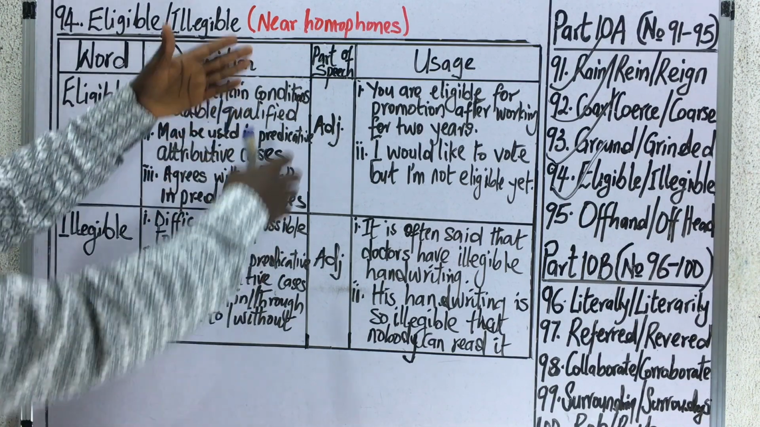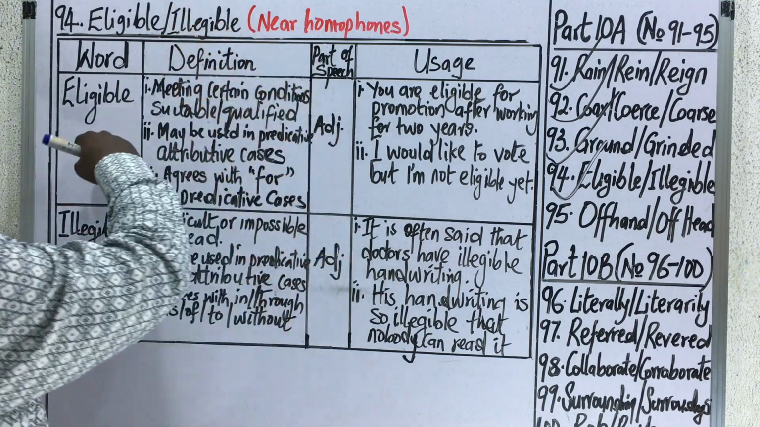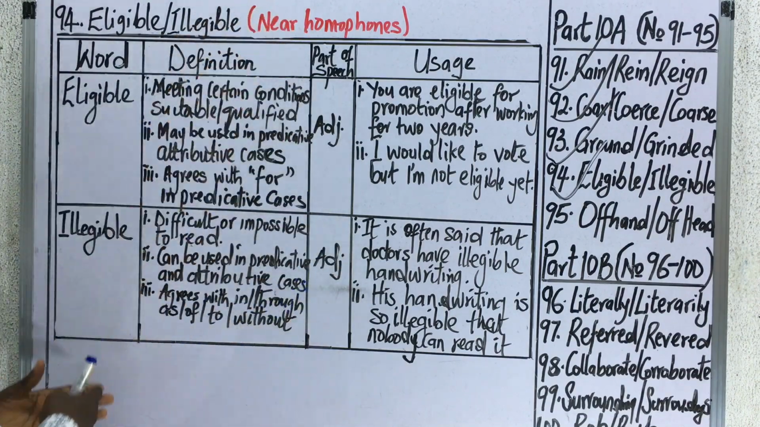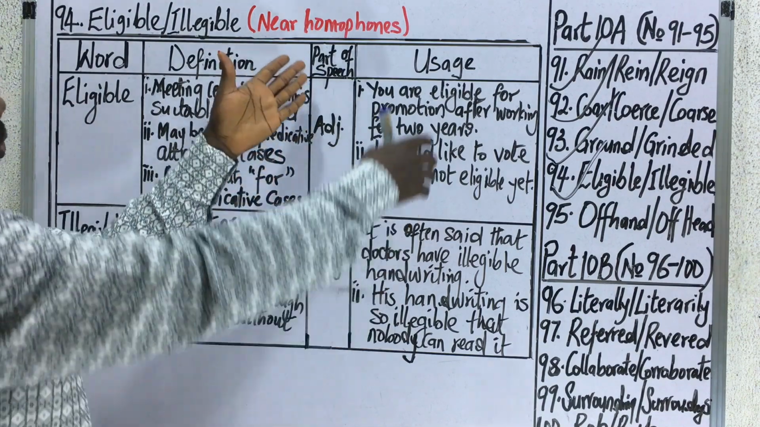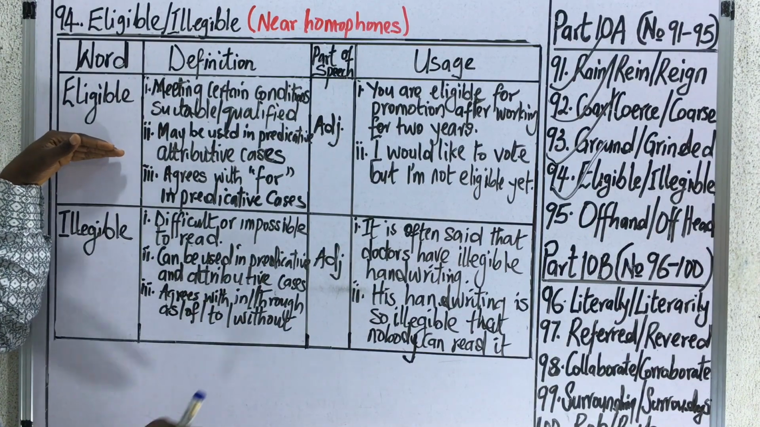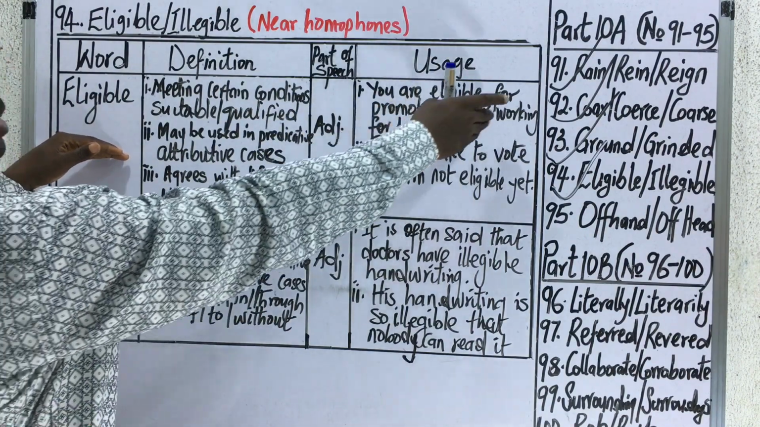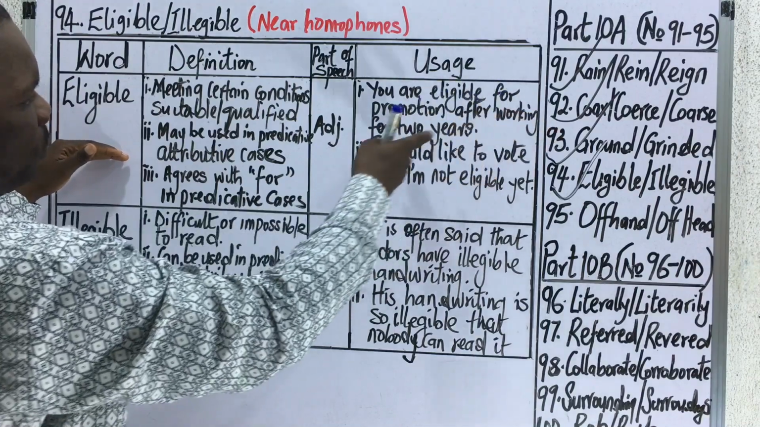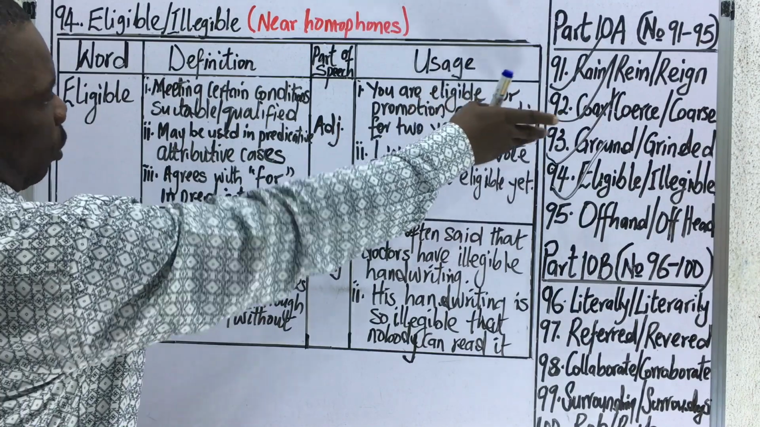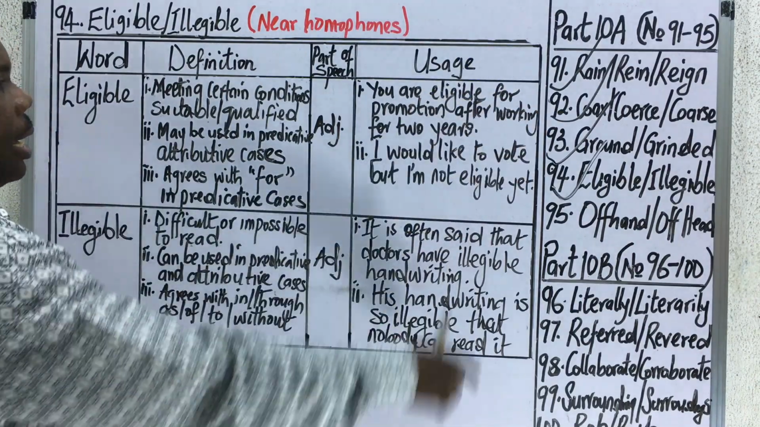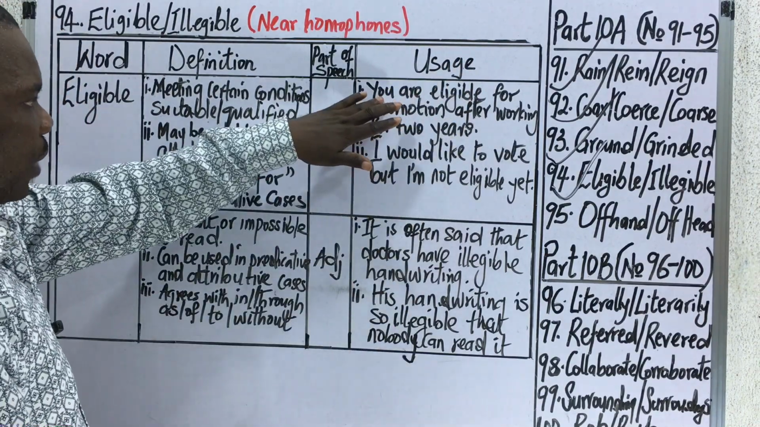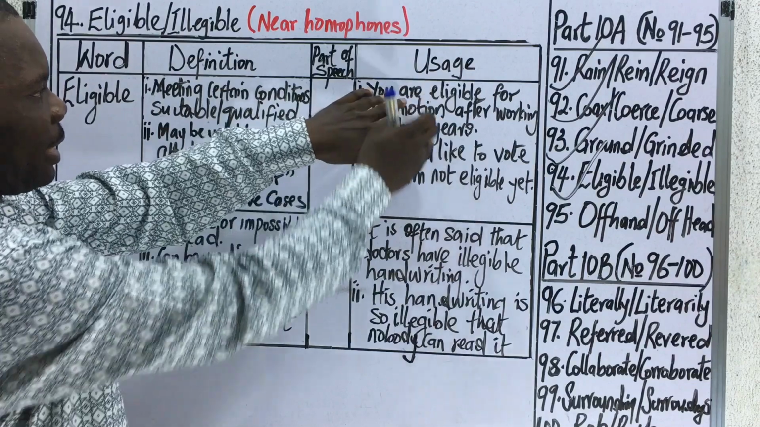So that is how we can define these words in English. Talking about the part of speech to which they belong, we say that both words are adjectives. Then we now come to the usage of the words. The first expression under eligible reads, you are eligible for promotion after working for 2 years. Here, eligible is being used in predicative sense. It is modifying you and connected by a linking verb.